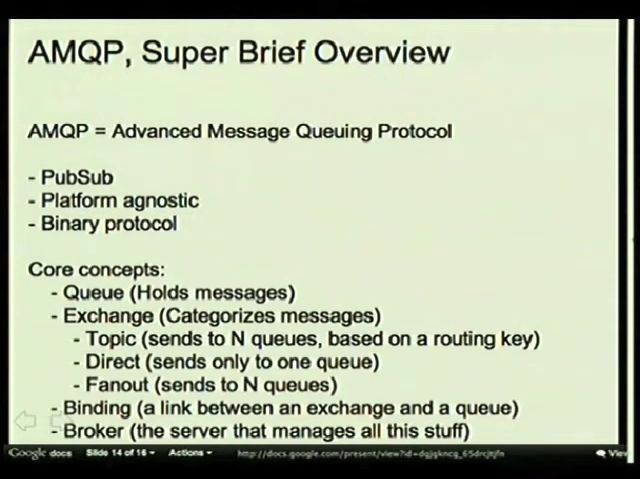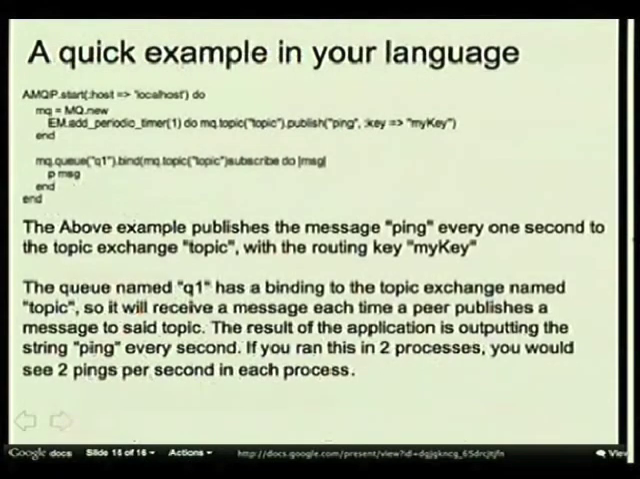And then the broker, which is basically the server, and there's plenty of server implementations. RabbitMQ is one of the ones that's pretty popular. There's Qpid, there's ZeroMQ. There's quite a few of them. So that's kind of what AMQP is. It's a way of getting messages around between your servers, essentially, or your peers.